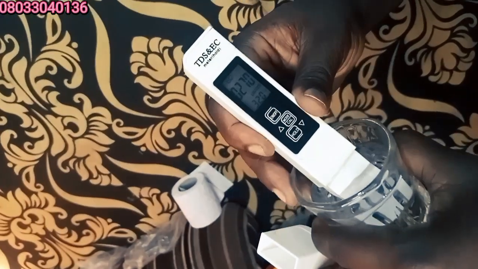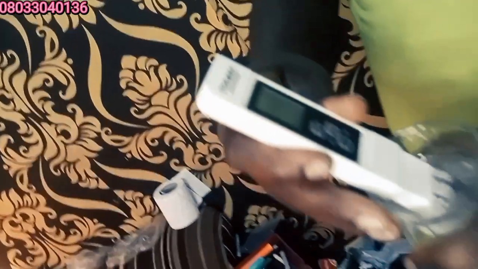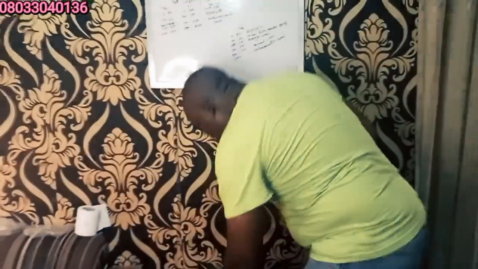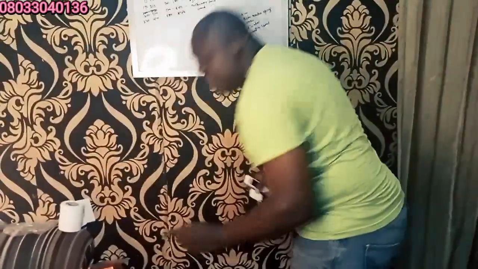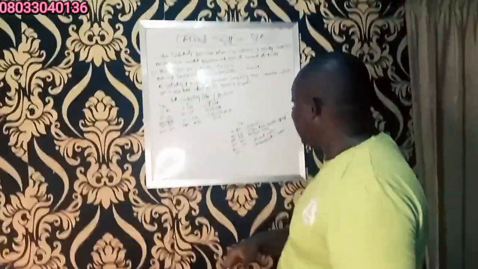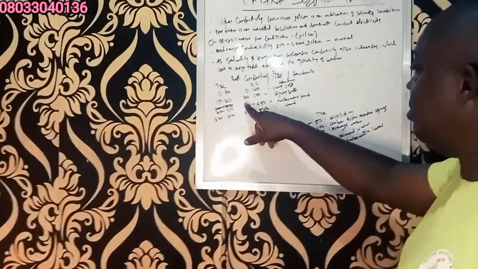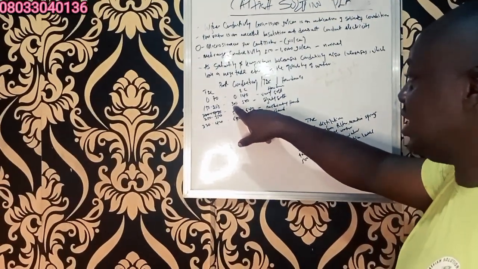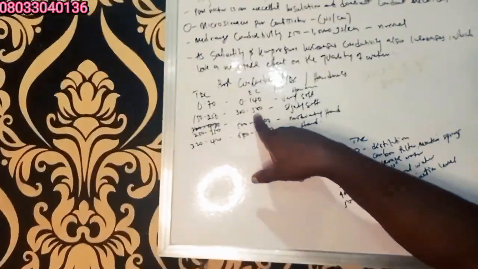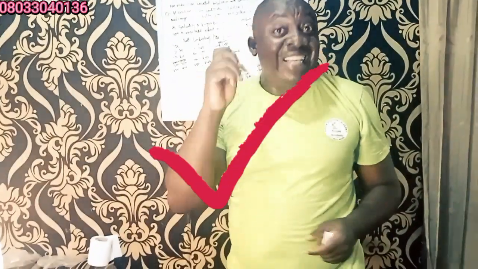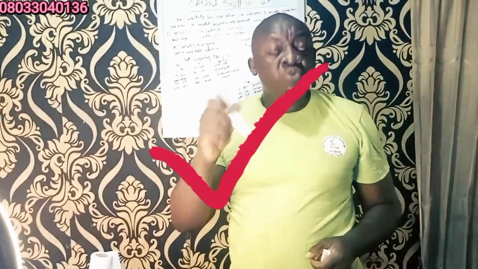I have 270. So this is the water from the borehole. So 270, by the time I come here to check my conductivity, 270 stands within here. This is 300 to 500. It tells me I have a slightly soft conductivity, that means this water is still good. It still falls between the ranges.